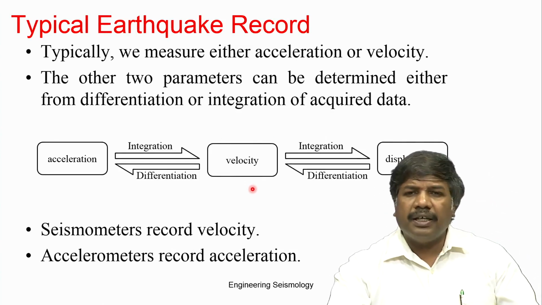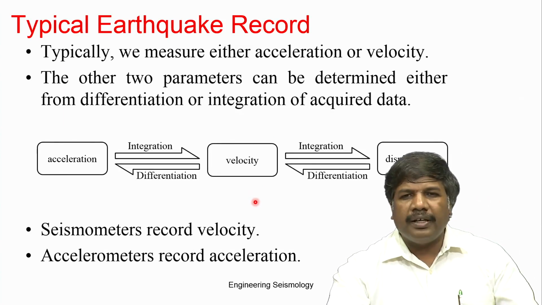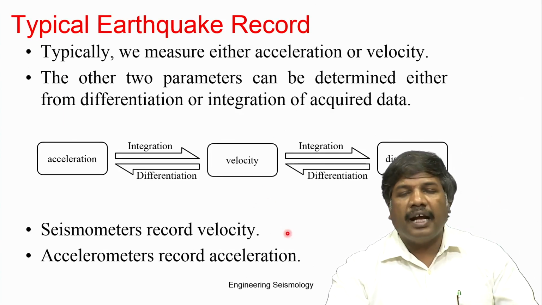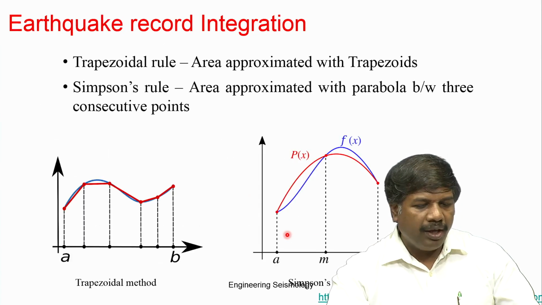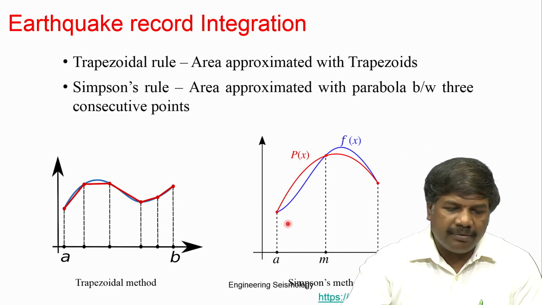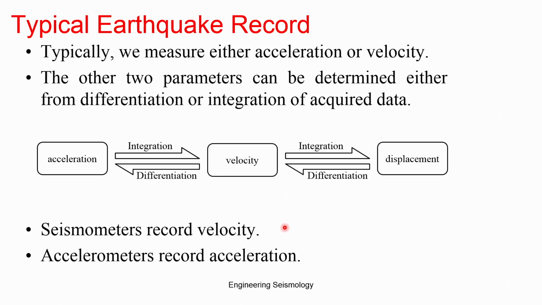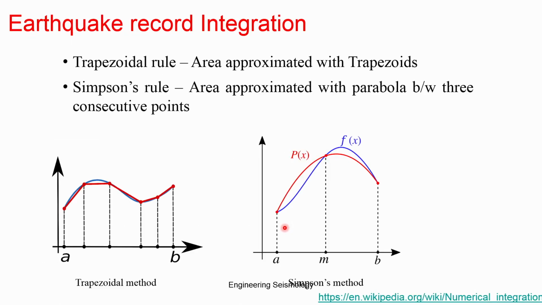Generally, seismometers or seismoscopes record velocity, and accelerometers and accelerograms record acceleration versus time. So how do you convert the earthquake record? Generally by integration. If you have the earthquake record, you can integrate acceleration to get velocity. You might have studied this in engineering: there are integration and differentiation methods.